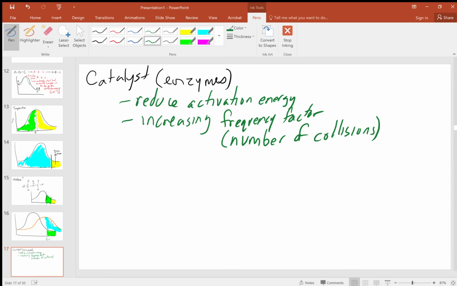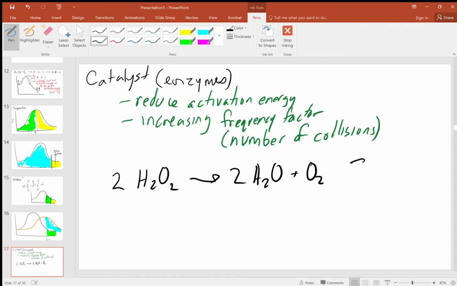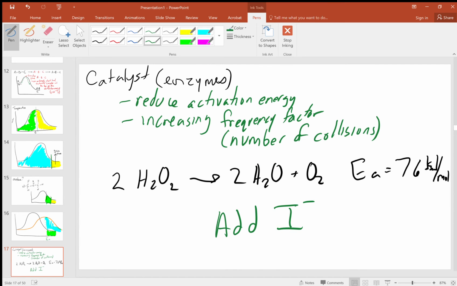So let's see how this works. So here's the reaction of hydrogen peroxide decomposing to form water and oxygen. The activation energy of this reaction is 76 kilojoules per mole. But what happens if we add an iodide ion to this reaction? What happens?